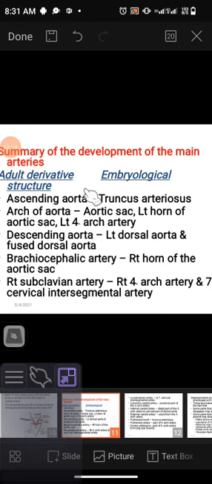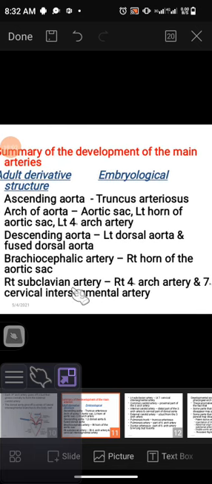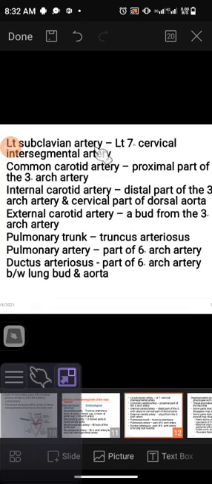The aortic sac gives our arch of aorta. The left horn of the aortic sac gives the arch of aorta. The left fourth arch artery gives the arch of aorta. The right fourth arch artery gives the right subclavian, with the seventh intersegmental also. The left subclavian is from the left seventh cervical intersegmental artery.